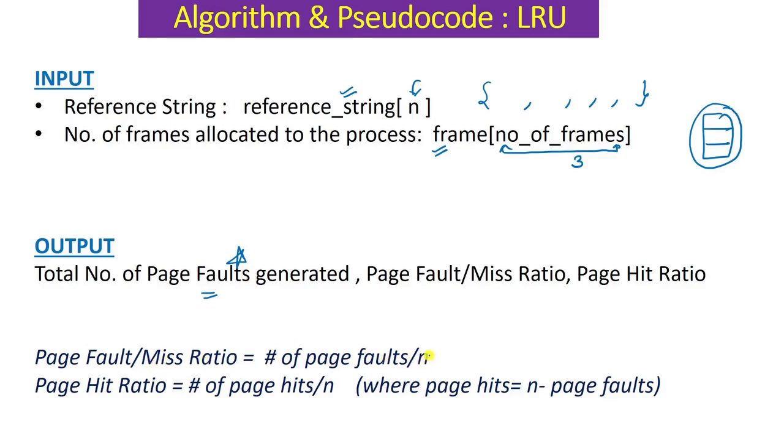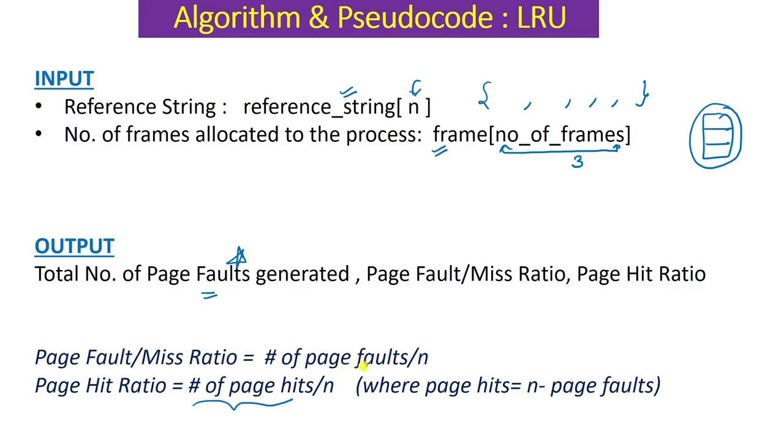The page fault ratio or page miss ratio is simple: out of n pages, how many times did you get a page fault? So the number of page faults divided by n is the page miss or page fault ratio. And the page hit ratio is, out of n times, how many times you got a page hit, that is, how many times you found the page already in the frames.